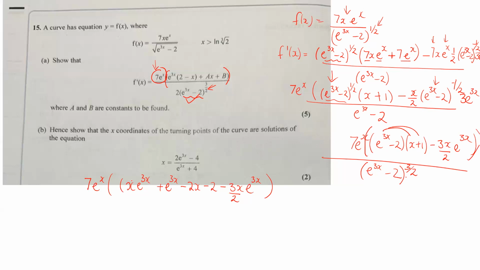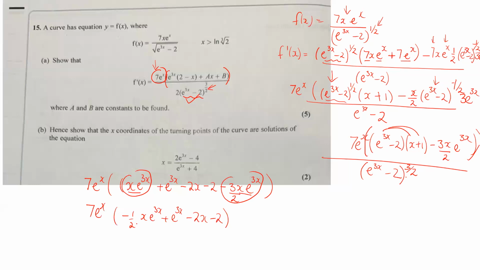And then here we can see we've got a whole x e to the 3x and minus a half of the same term. The term is x e to the 3x, and we've got x e to the 3x. So we've got a whole one minus a half. So I'm just dealing with the numerator here. I'm going to have a minus a half x e to the 3x. And then I'll have a plus e to the 3x, a minus 2x, and a minus 2.